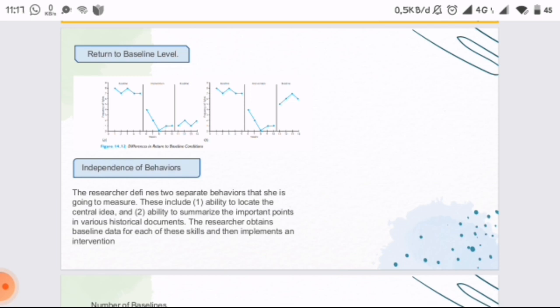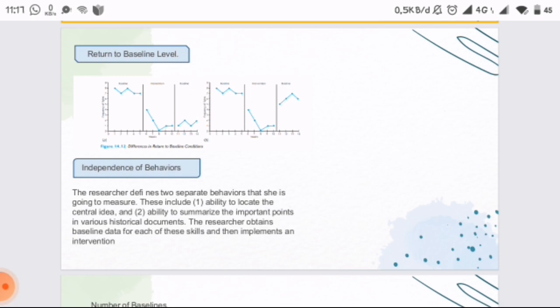And then for part B, the change from intervention to the baseline levels was abrupt and rapid. This suggests that the independent variable was likely the cause of the change in the dependent variable.